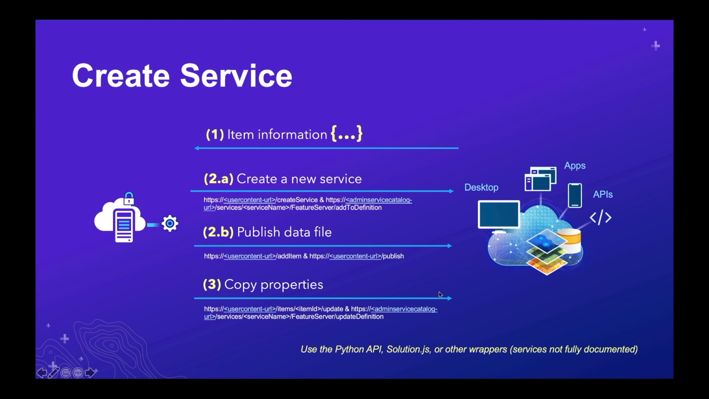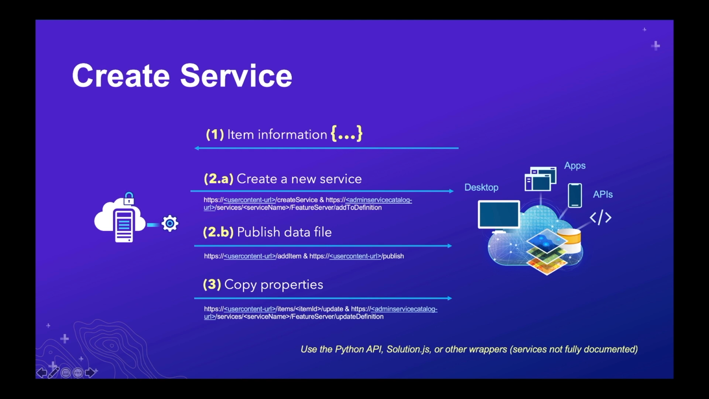Then the next step is to start copying in the properties from the item information. So this is where you're updating the item to represent the description, for example, or you're updating the definition to describe the visible extent. So you're taking advantage of that data that you pulled down in step 1 and passing it through in step 3.